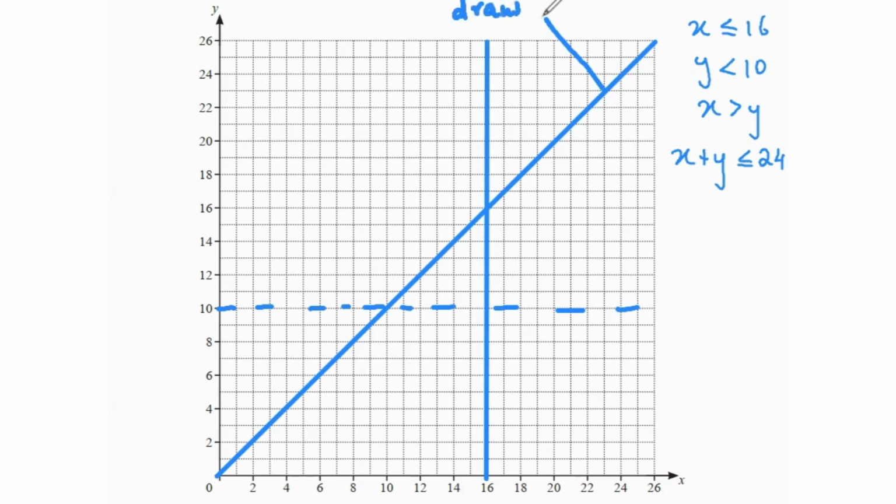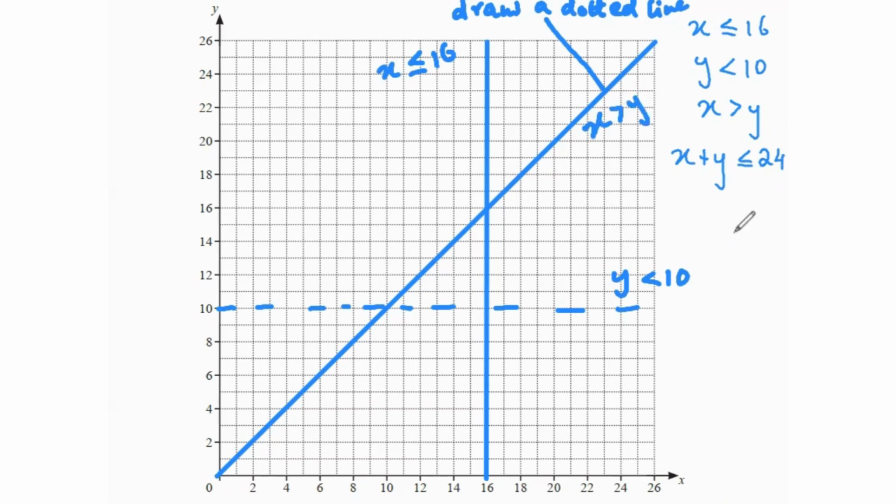Draw a dotted line. Remember to draw a dotted line, you won't draw a straight line for this because it's greater than, not, there's no equal to sign. And for the other one, X plus Y is less than equal to 24. That is going to be, wait, let me just label this as well. Y less than 10. X 16. This is X, Y.